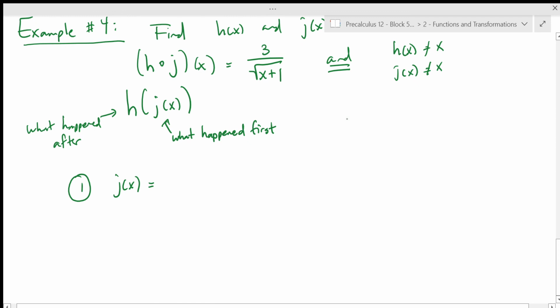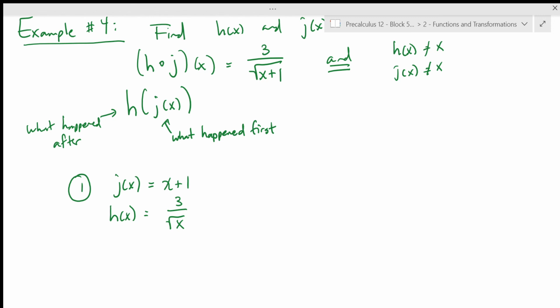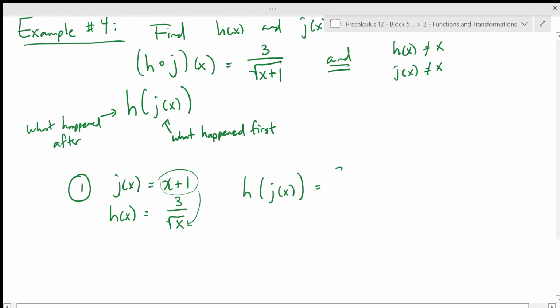Okay, so one way I could break this down, and this is not the only right answer, is that j of x is x plus 1, and h of x is 3 over radical x. So the very first thing that happened was the x plus 1. Okay? And how do I know that works? Well, I can check it by just taking h of j of x. If I put the j of x, this x plus 1, in instead of the x, I get exactly what I want. So this is h of j of x equals 3 over radical x plus 1. And you can always just compose the functions to check these kind of problems.